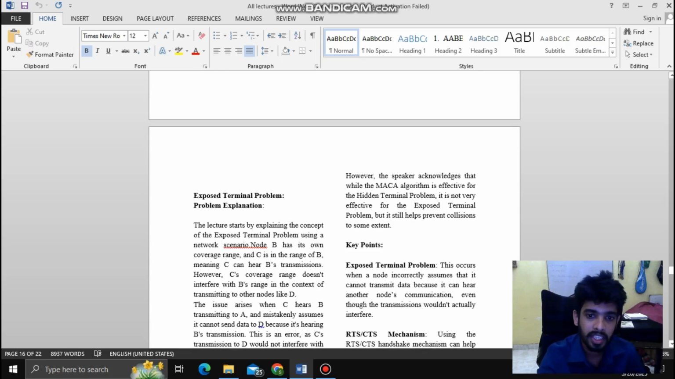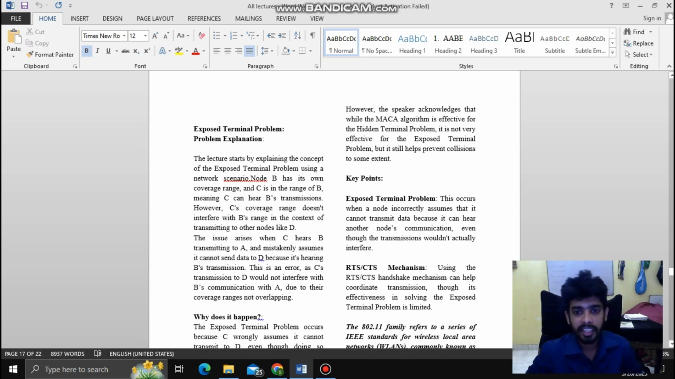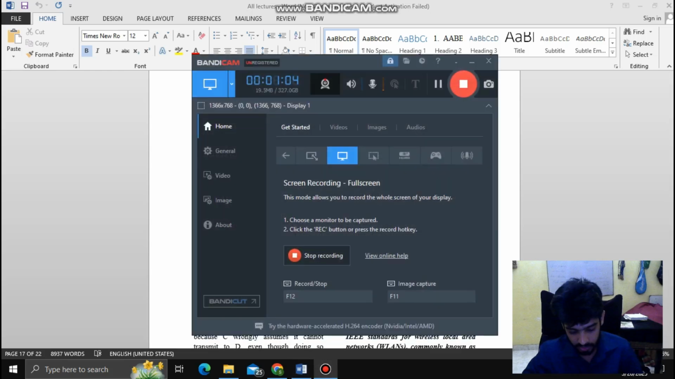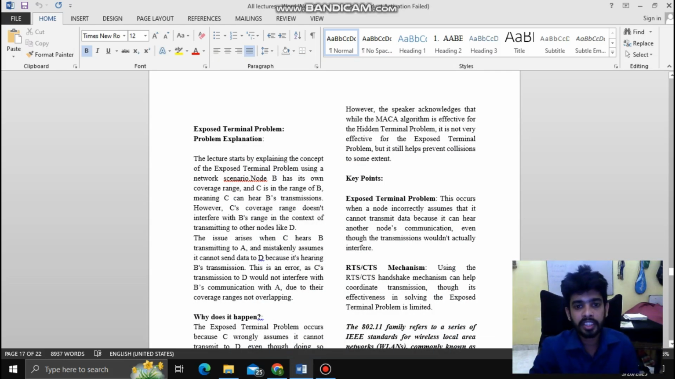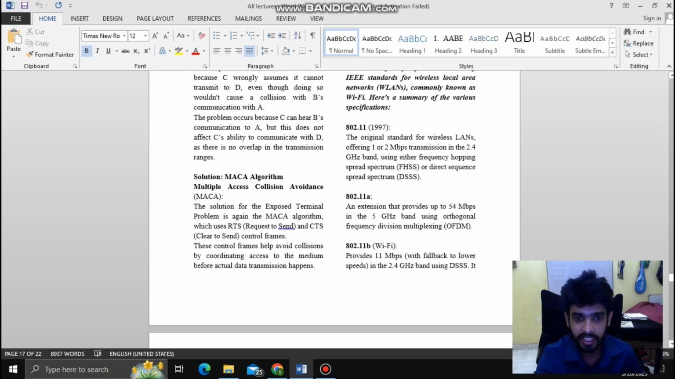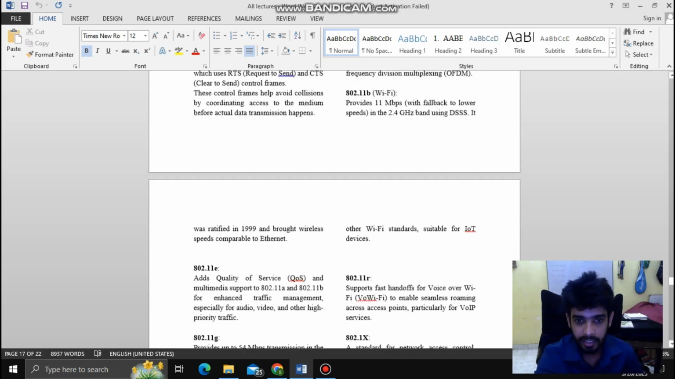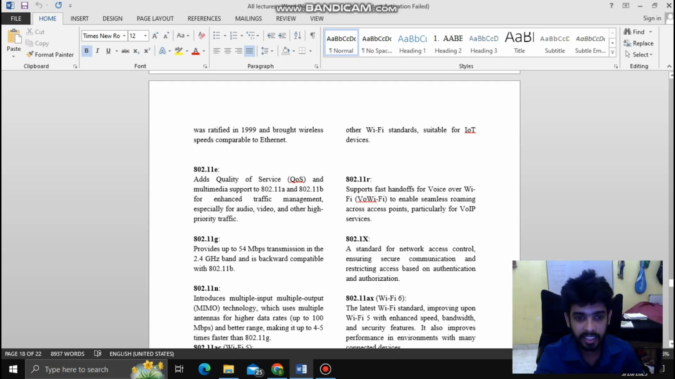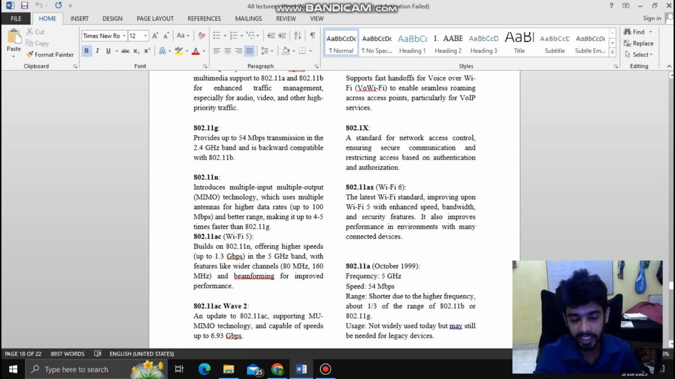The next one is the exposed terminal problem, where a node incorrectly assumes that it cannot transmit data because it can hear another node's communication. As the solution to this exposed terminal problem, the MACA algorithm was also introduced. Going further, we have some standards defined by the IEEE, the 802.11 family, 802.11a, 11b. These are standards defined by the IEEE for wireless network communications.